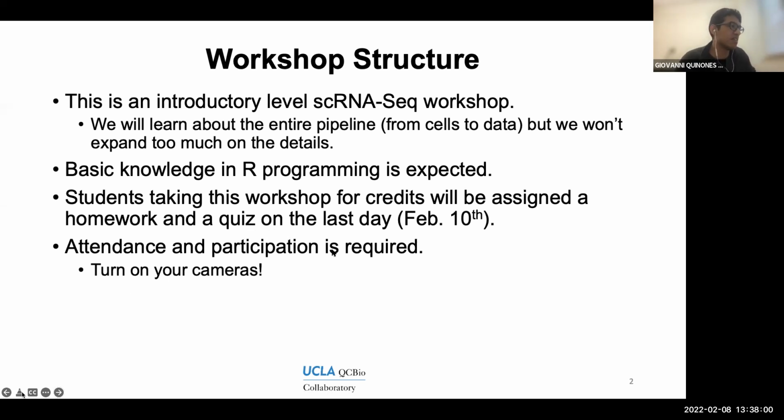We really intend for these workshops to be interactive, for people to participate as much as possible. So please turn on your cameras if you haven't done that. It's also nice to see you, to be talking to an audience and not just a screen. So yeah, please turn your cameras on. I want to see as many students as possible.